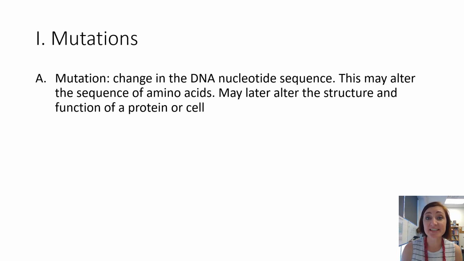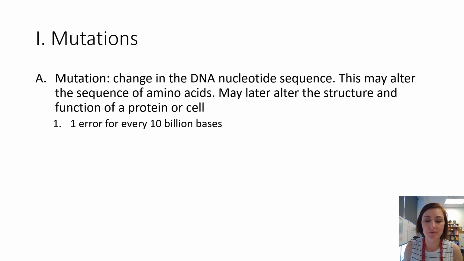So a mutation is a change in the DNA nucleotide sequence. So remember, nucleotides have a phosphate, a sugar, and a nitrogenous base. It's actually that base. So if we put in the wrong nucleotide with the wrong base, that's going to change the nucleotide sequence of the DNA. If that happens, it may alter the sequence of amino acids. And if you have a long chain of amino acids that are going to fold into a protein, that may also alter the structure and therefore the function of a protein. So it may not work correctly. And we discussed this a little bit back in proteins.